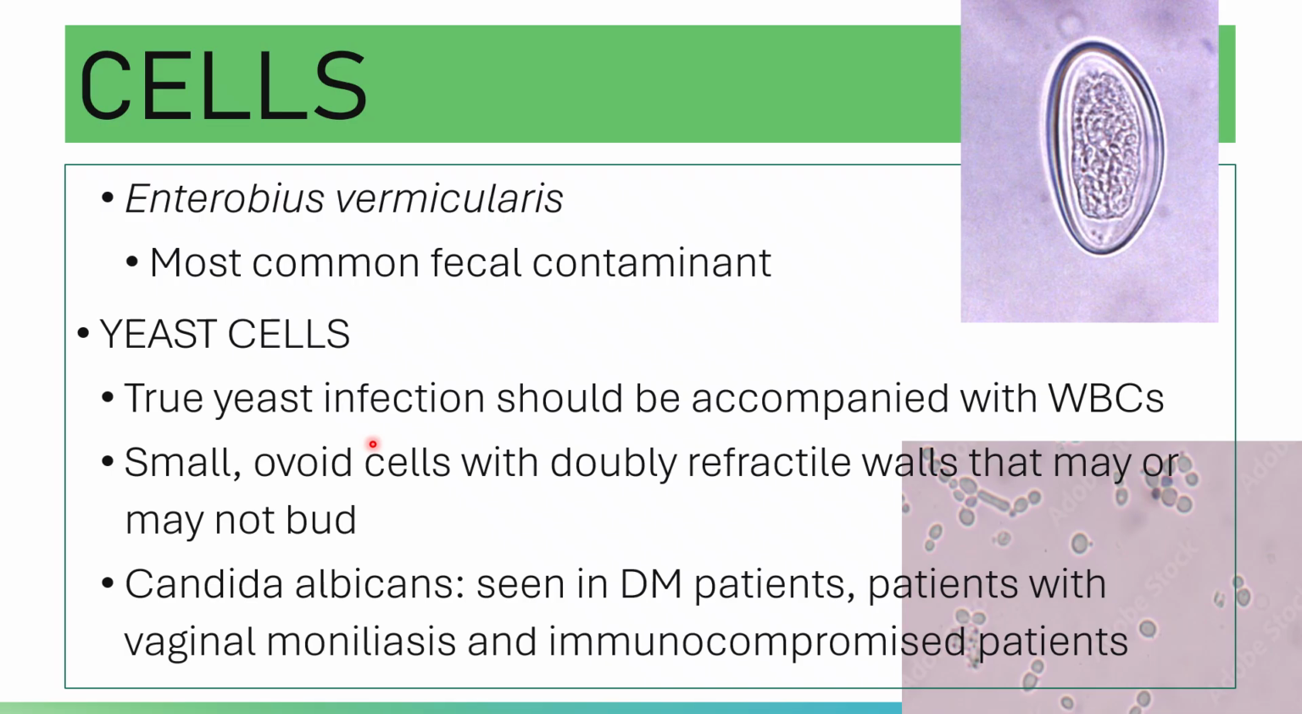You report them as none, rare, few, many, moderate, as such, per high power field. Yeast cells can appear in the urine as small, refractile oval structures that may or may not contain a bud.